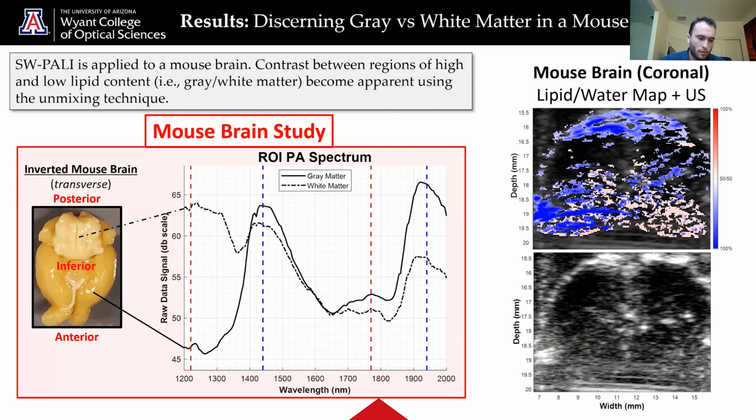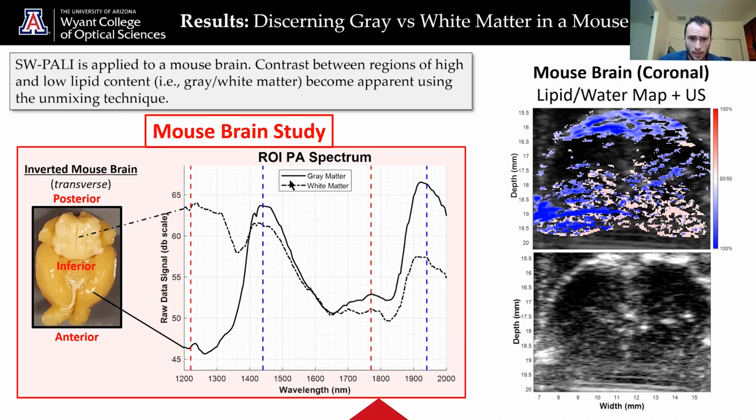So building on all of our results, we've now just recently started applying this technique to the actual imaging of a mouse brain. You can see the underside picture of a mouse brain here, where we show different regions of gray and white matter. And at this moment, we believe most of the contrast generated in our images, when we apply this shortwave photoacoustic lipid mapping, is bringing contrast from regions of gray and white matter in the brain.